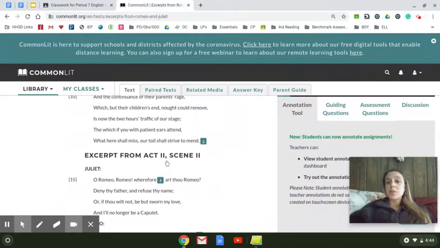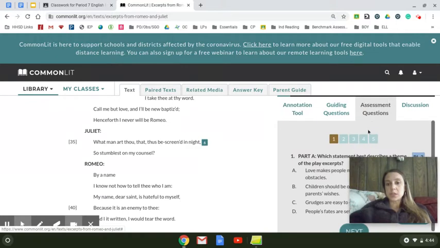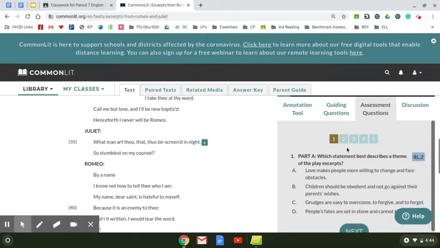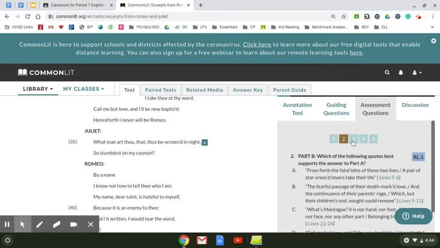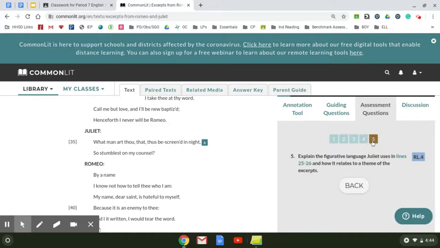Once you've finished annotating, then you're going to do the assessment questions. I'm going to get out of here so you can see them. There are 5 assessment questions. The first 4 are just multiple choice questions. And then the last one is a writing question. And the writing question is related to what you should be annotating.